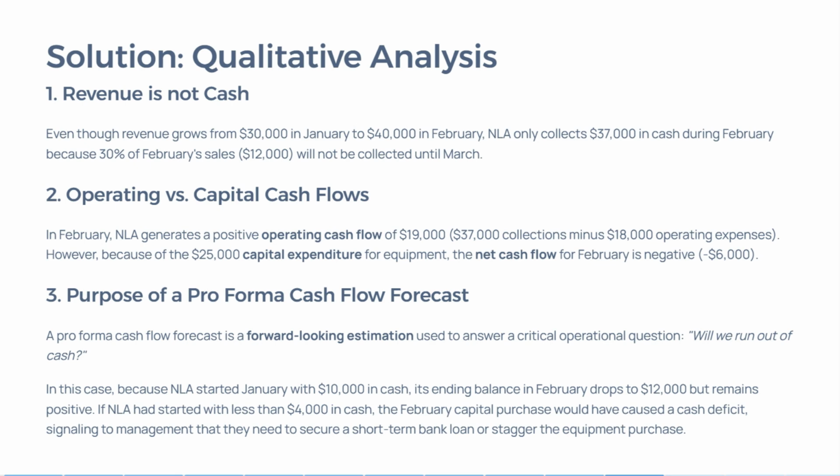Finally, what is the ultimate purpose of a pro forma cash flow forecast? It's a forward-looking estimation used to answer the most critical operational question: will we run out of cash? In this case, because NLA started January with $10,000, their February balance drops to $12,000, but safely remains positive. If they had started with less than $4,000, that capital purchase would have caused a cash deficit, signaling management that they need to secure a short-term bank loan or stagger the equipment purchase.